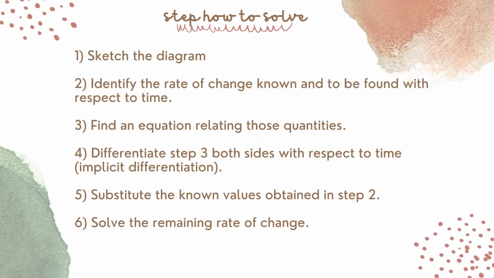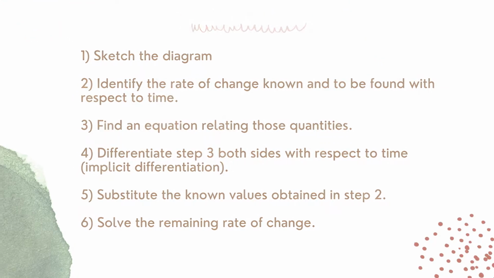Steps: how to solve. First, sketch the diagram. Second, identify the rate of change known and to be found with respect to time. Third, find an equation relating two quantities. Fourth, differentiate step 3 both sides with respect to time. Fifth, substitute the known values obtained in step 2. Sixth, solve the remaining rate of change.